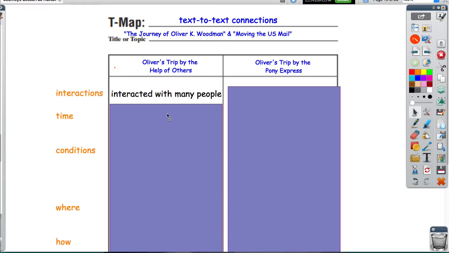Think about the time frame it took for Oliver to travel. Go back to the text, look at when the very first letter was written. Then look at the very last letter when that was written. Tell me how long it took.